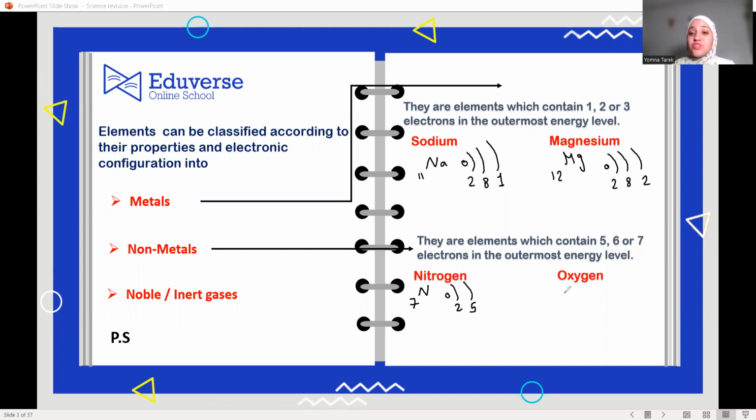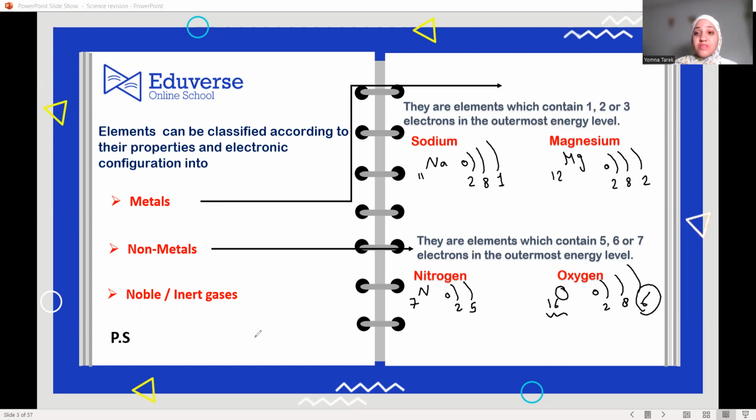Super. What about oxygen? Oxygen, it's O16. So here we have 2, and then we have 8, and finally we have 6 electrons. 2 plus 8 plus 6, these are 16 electrons. So we have 6 electrons in the outermost energy level. So oxygen is metal or non-metal? It's super, non-metal.